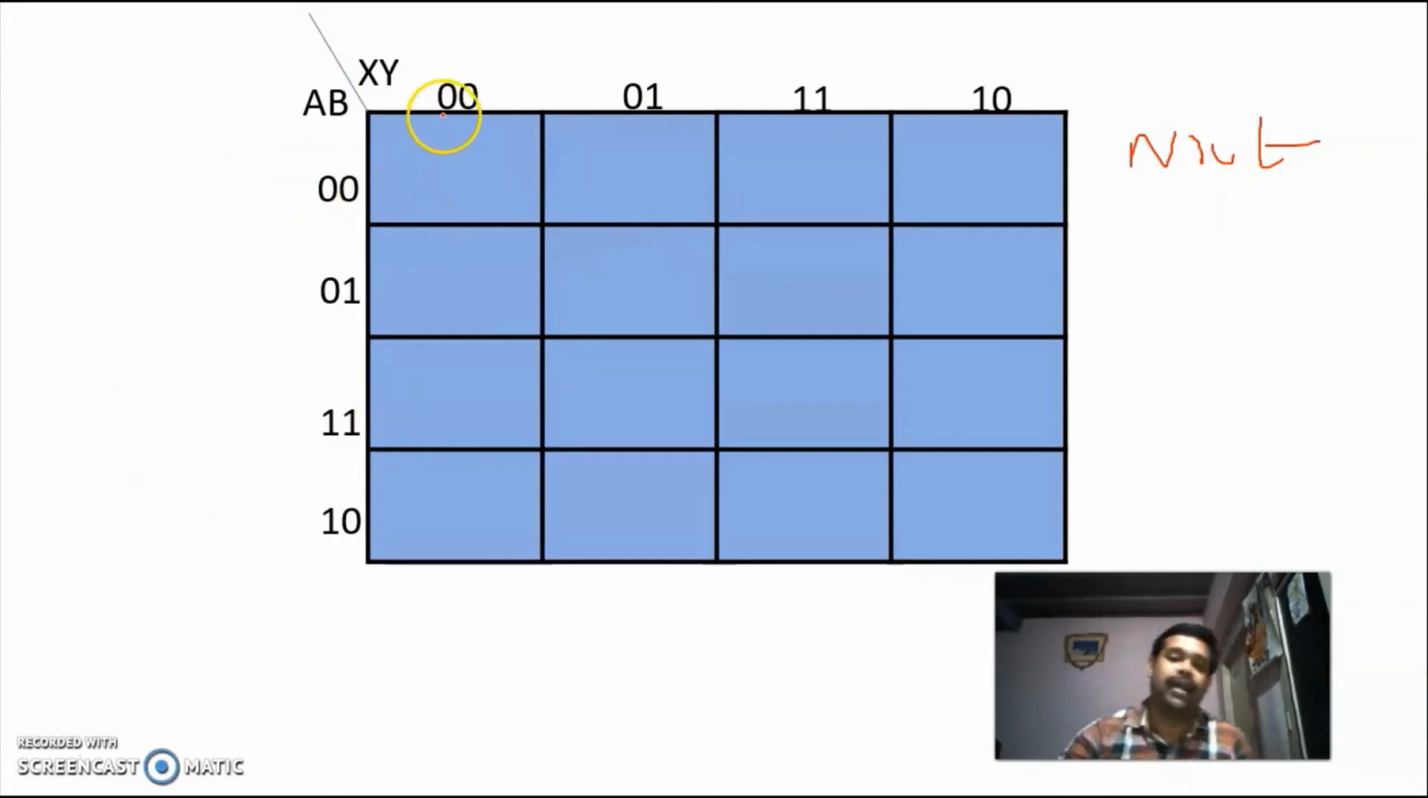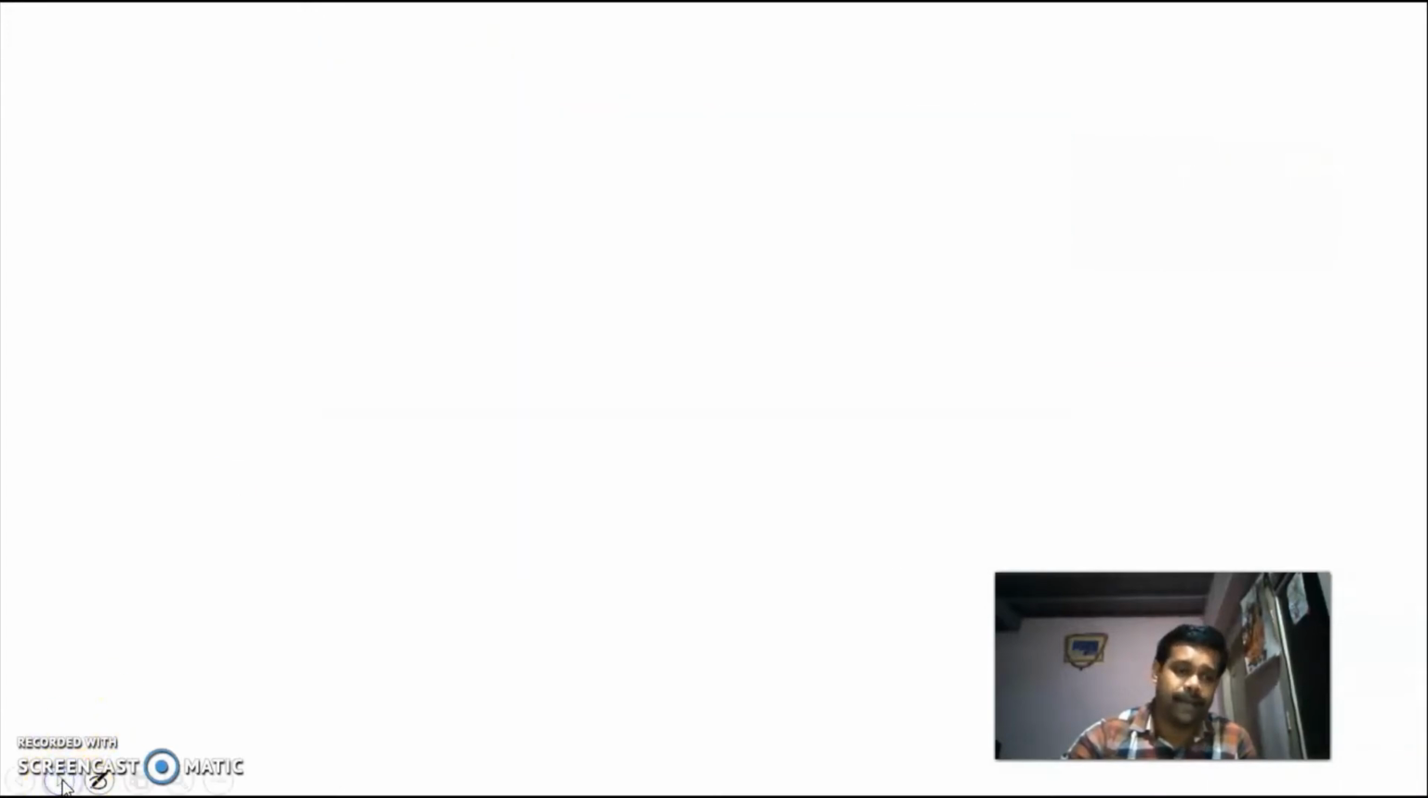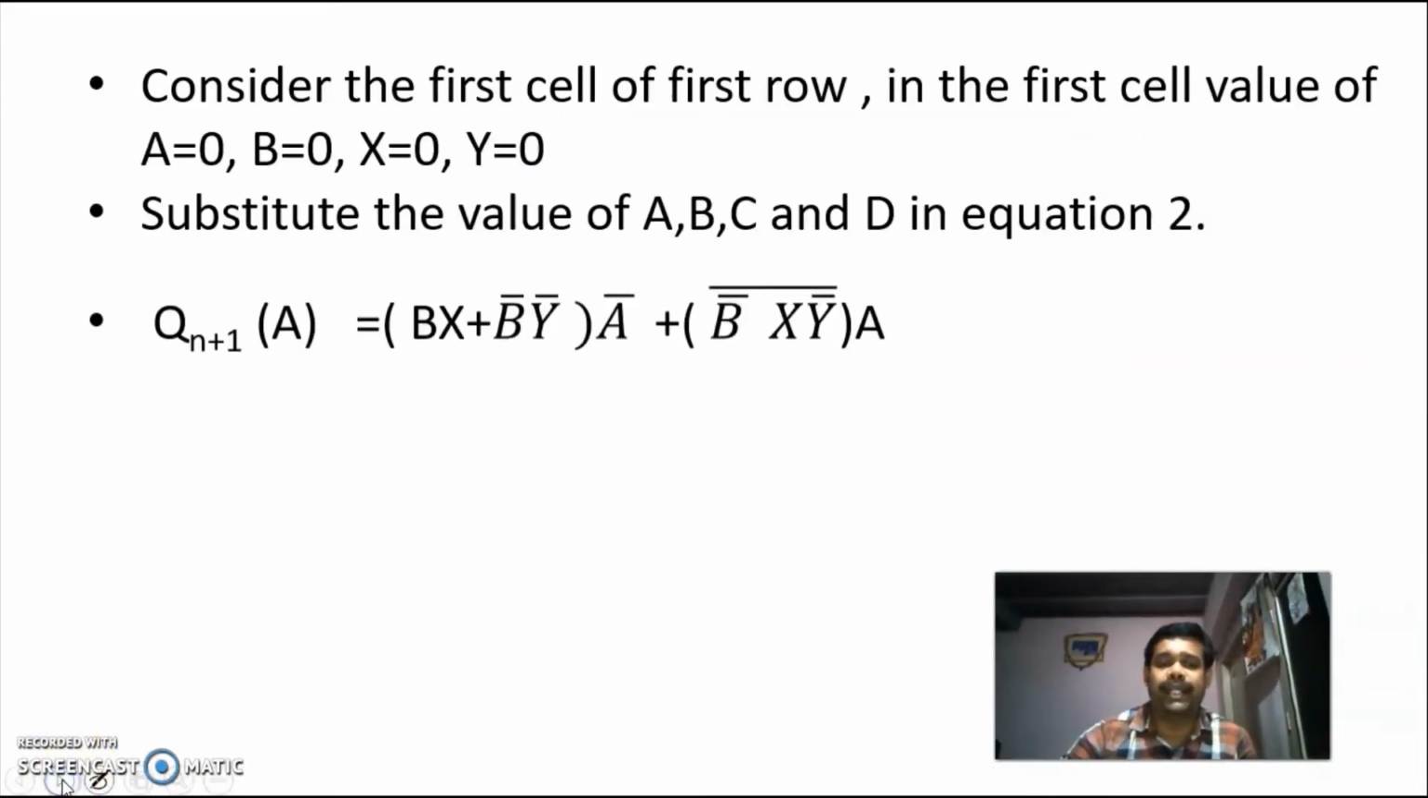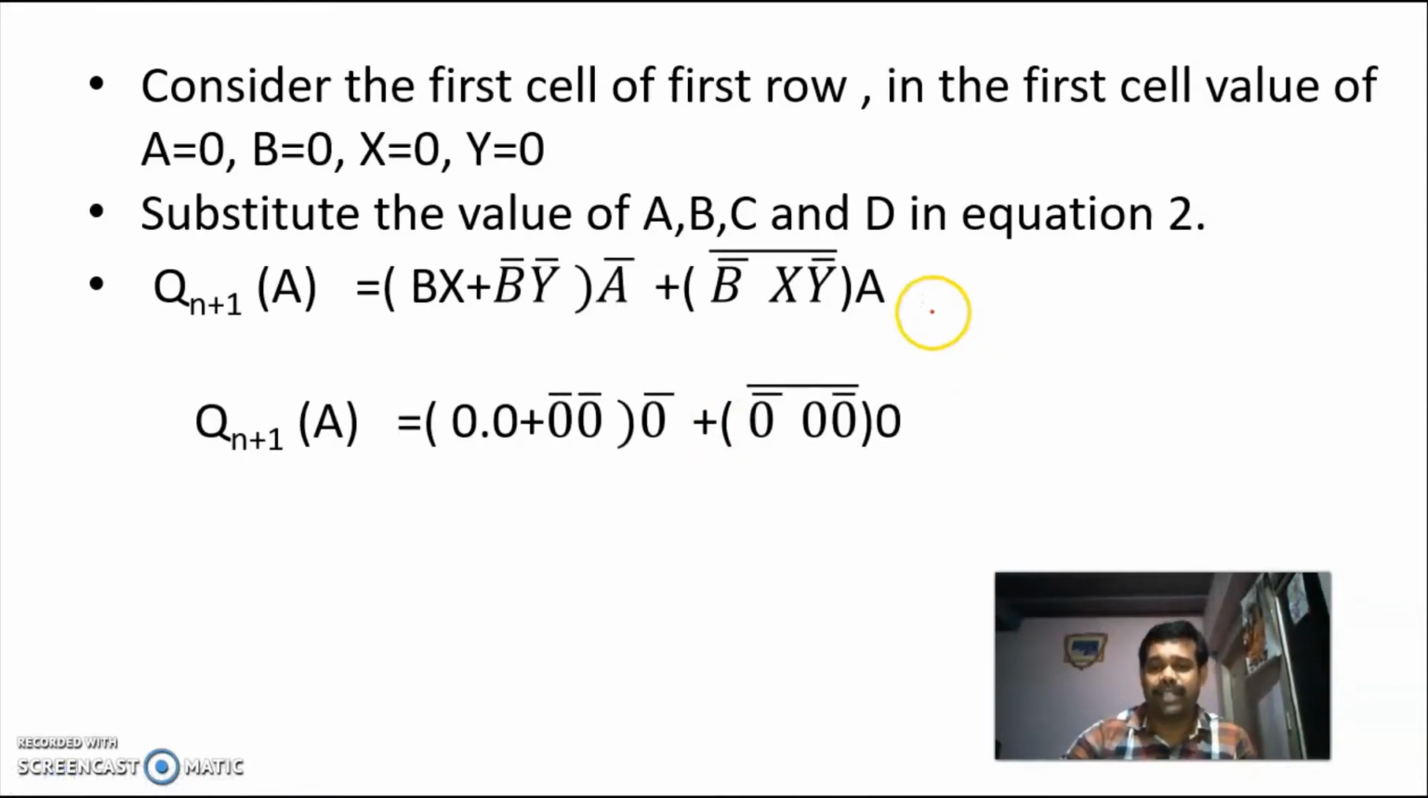So first we are taking the first cell, that is 0 0 0 0. So the value of A is 0, value of B is 0, value of X is 0, and value of Y is 0. And we are substituting in the equation 2. So this is equation 2. In this equation, we are substituting A is equal to 0, B is equal to 0, X is equal to 0, Y is equal to 0. So A, B is 0, X is 0, B bar is 0 bar, Y bar 0 bar, then A bar 0 bar, then B bar 0 bar, then X 0, Y bar 0 bar, then 0.